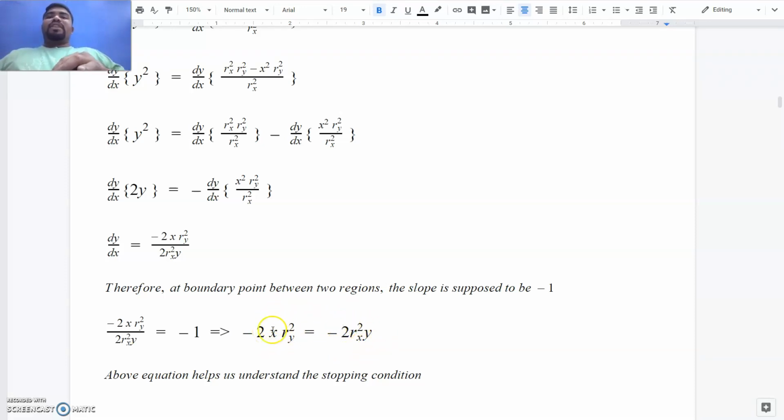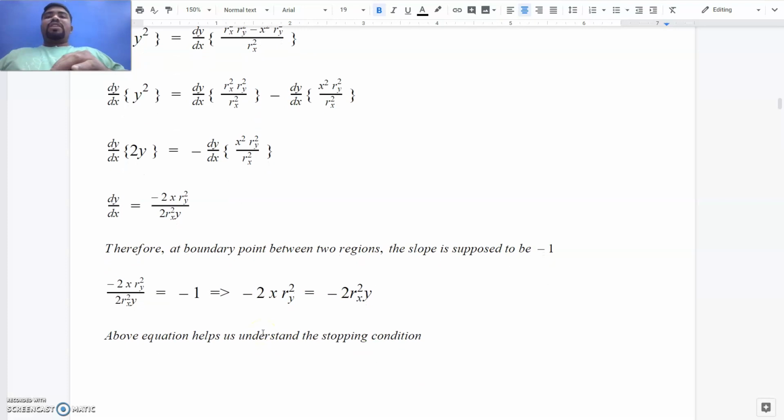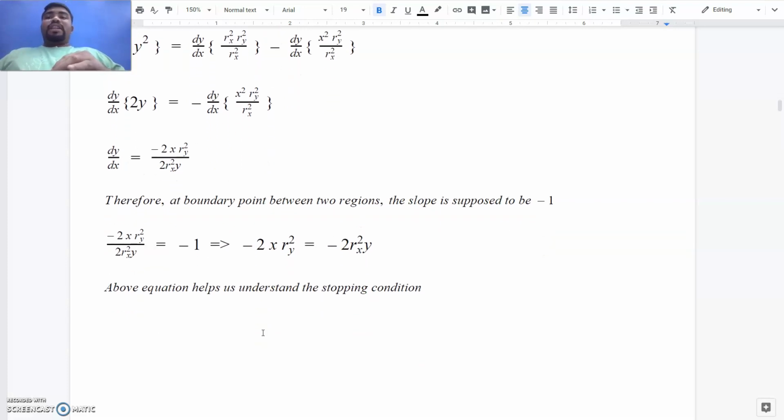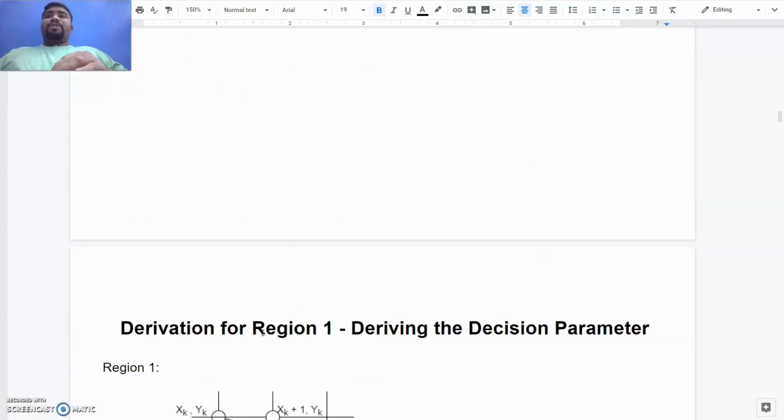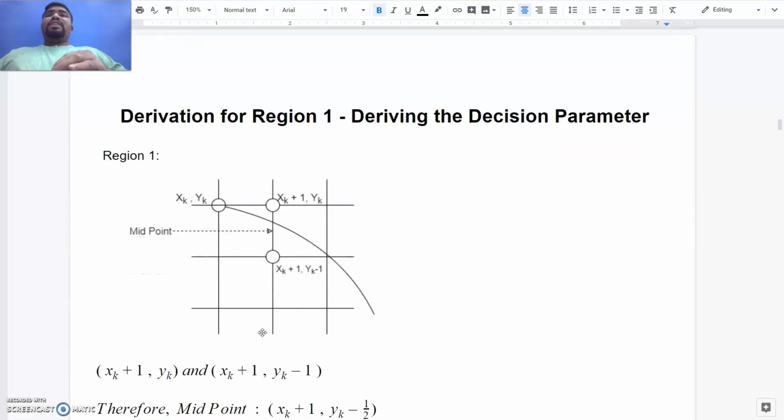Slowly we'll see that the left hand side gradually increases, and the time it is equal, we've got to stop, or if it is greater than the right hand side, we've got to stop. So that is how we work. We'll look at it in the example section. Now, let's start deriving region 1.